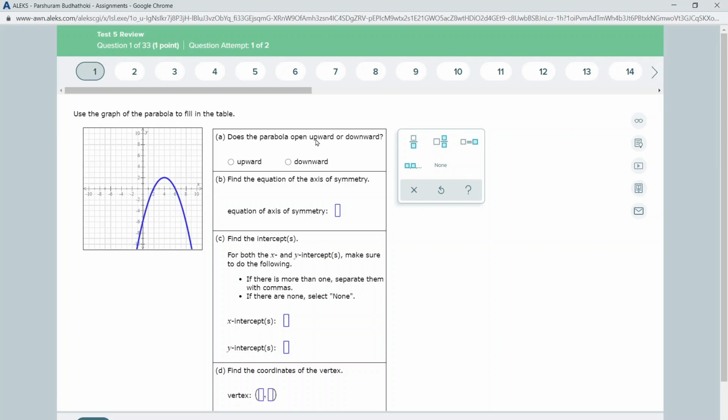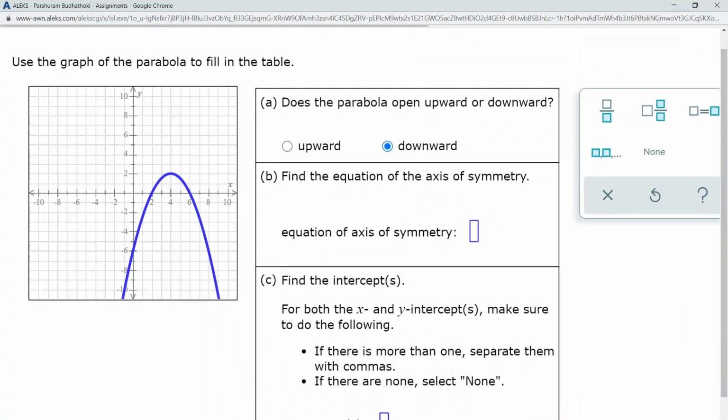Does the parabola open upward or downward? You can see that it's facing down, so downward. Find the equation of axis of symmetry. Always to find the equation of axis of symmetry, you need to find the vertex. This point is the vertex, which is 4, 2.